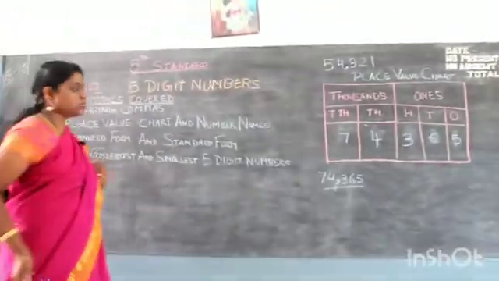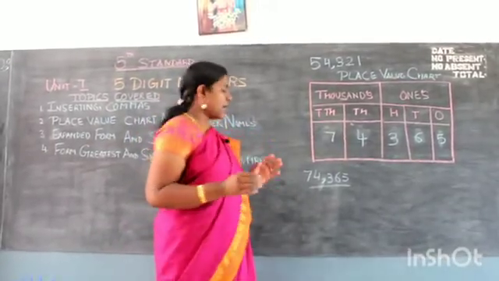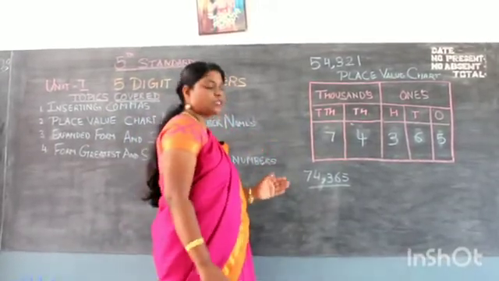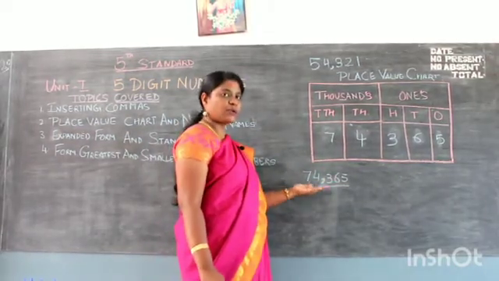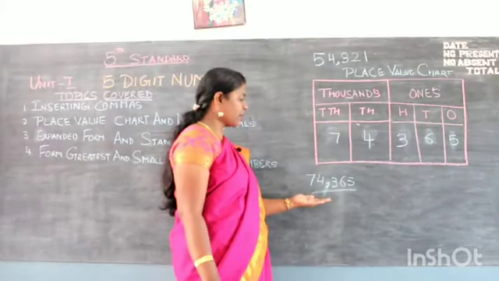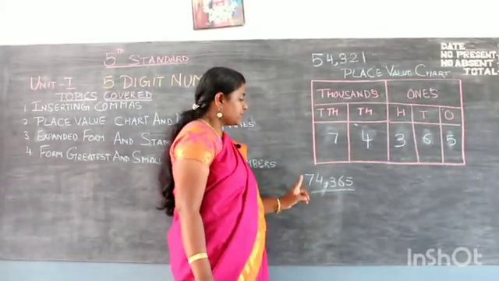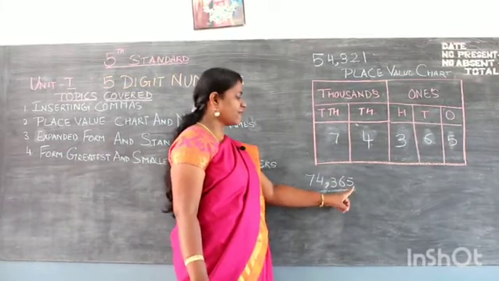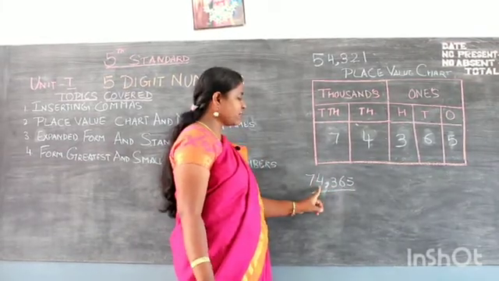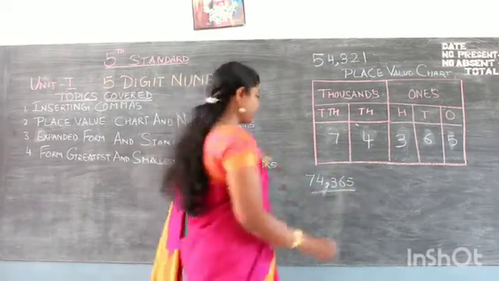And students, I had already given you a lot of homework on number naming. I know that you know the spellings for all these number naming, you know the spellings for everything, and you can write the number name for this particular number. It will be 74,365. Let me write that for you.